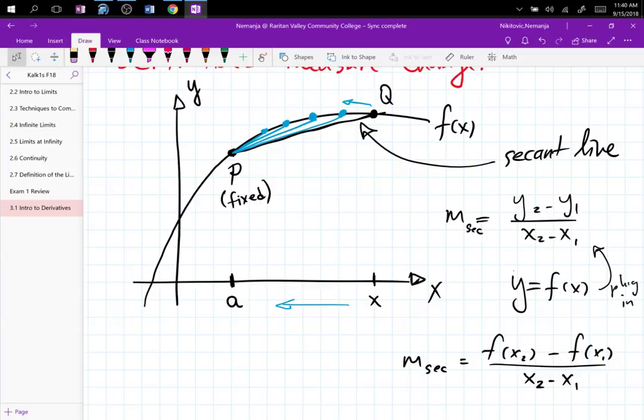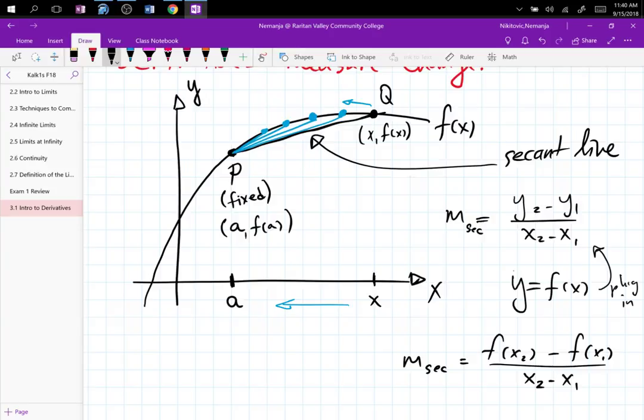But when I look at my picture, I realize that point P has coordinates A, f of A. And I realize that point Q has coordinates X, f of X. Because if A is the input, output better be f of A. And if X is the input, output Y better be f of X.